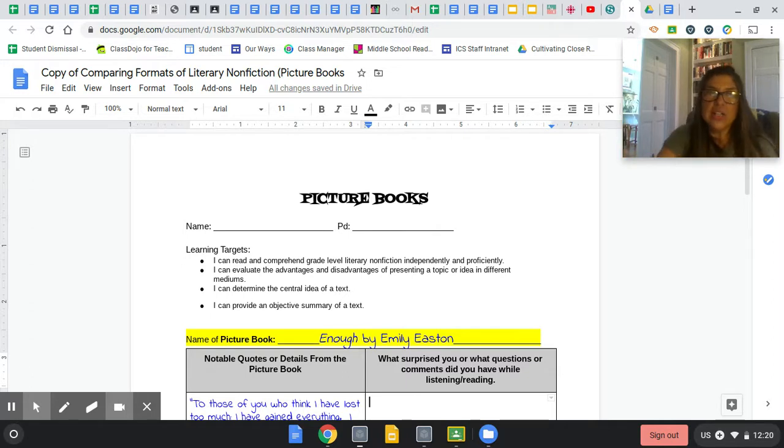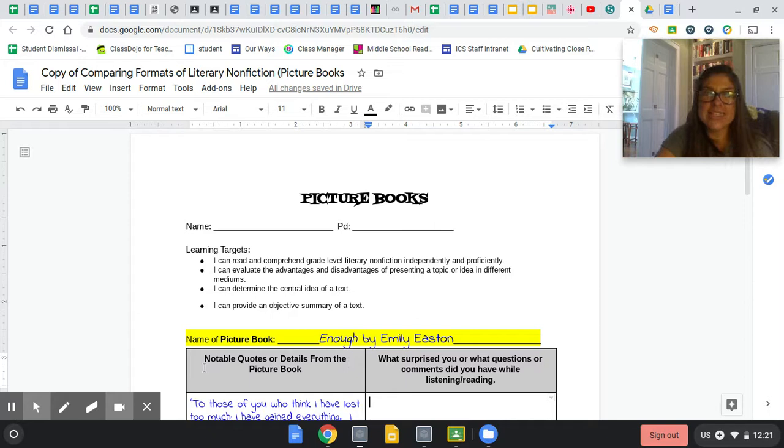So our learning targets are at the top. And the first thing that I want you to do is write the title and the author of the picture book that you read. So the one that Mrs. Ash is modeling, don't do this one. This is the one I'm modeling for you. The one I'm modeling for you is Enough by Emily Easton.